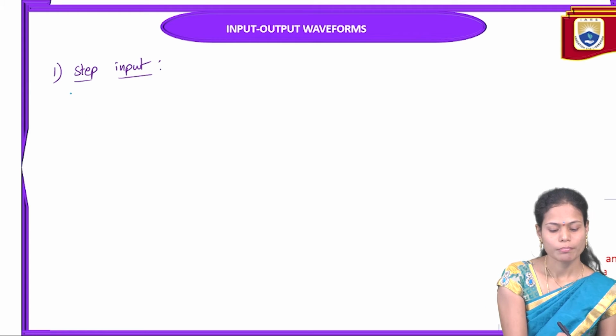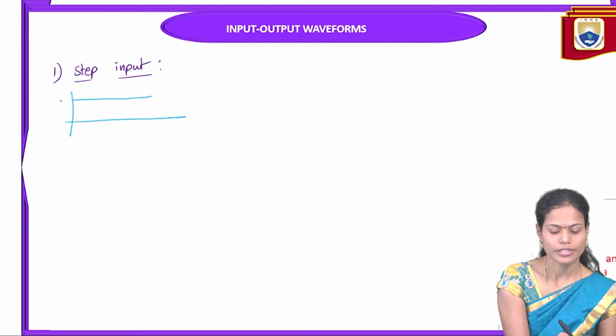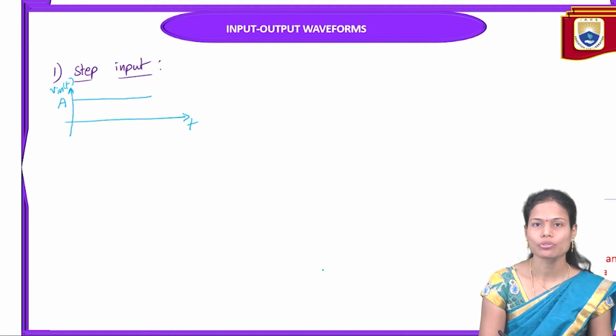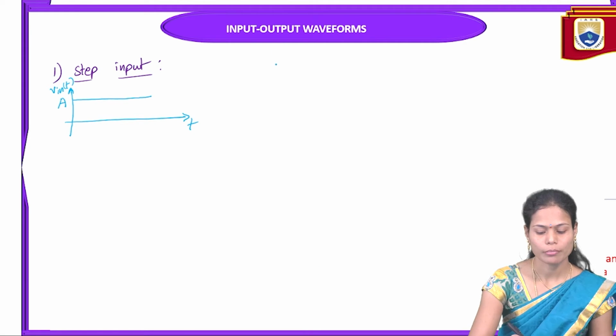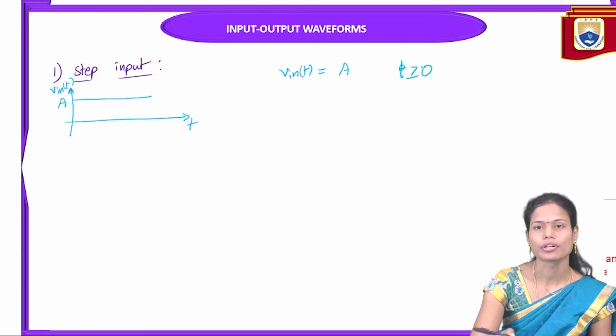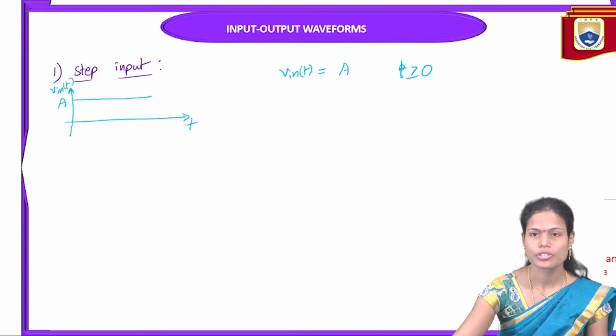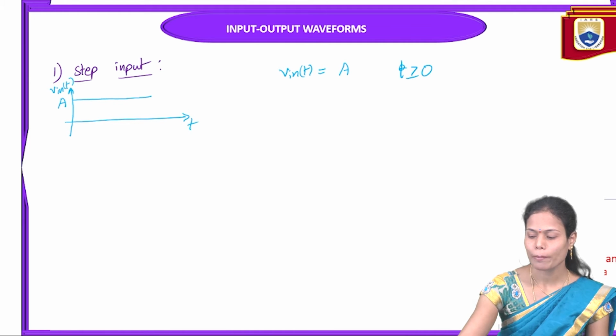So how can we draw the step input? We already know the step input is this straight line with the magnitude A or something. This is my Vin of t. It is varying with respect to t. So how can I represent this signal here? Vin of t is equal to A, the magnitude A, for t greater than or equal to 0. Okay, so this is the particular step input signal I am going to apply to the op-amp circuit.